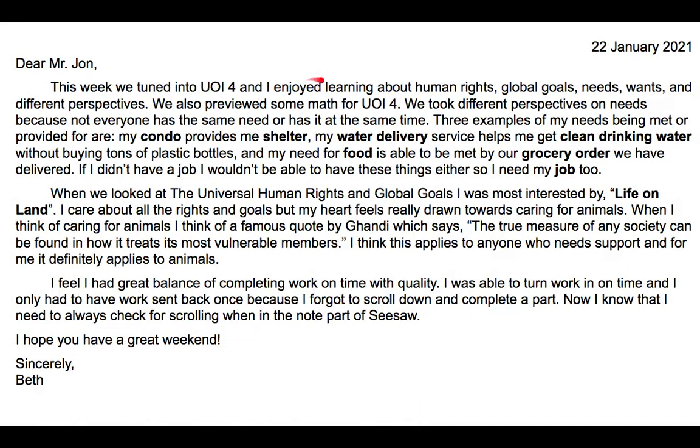This week, we tuned into UOI4, and I enjoyed learning about human rights, global goals, needs, wants, and different perspectives. We also previewed some math for UOI4. We took different perspectives on needs because not everyone has the same need or has it at the same time. 3 examples of my needs being met or provided for are: my condo provides me shelter, my water delivery service helps me get clean drinking water without buying tons of plastic bottles, and my need for food is able to be met by our grocery order we have delivered. If I didn't have a job, I wouldn't be able to have these things either, so I need my job too.